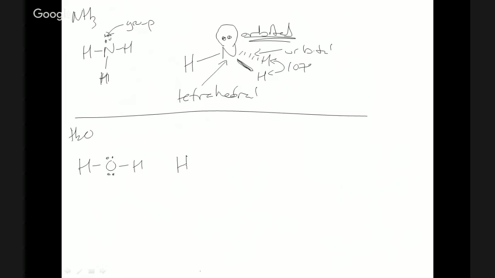The way it's typically drawn, and this is acceptable if I ask you to draw water, is we call it bent. Okay. A better way to represent this, to remind us of the tetrahedral nature, is similar to what we just drew for ammonia. Okay, it looks a little funny, but this bond angle now is 105 degrees. Still more distortion. We call it bent, but for all intents and purposes, this is tetrahedral.